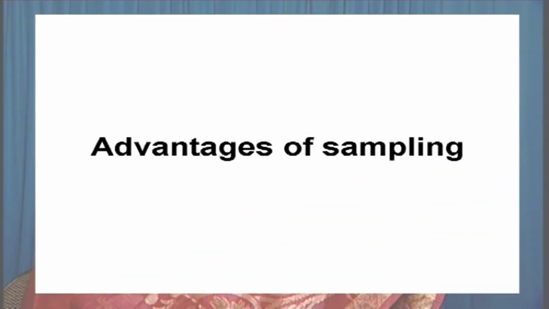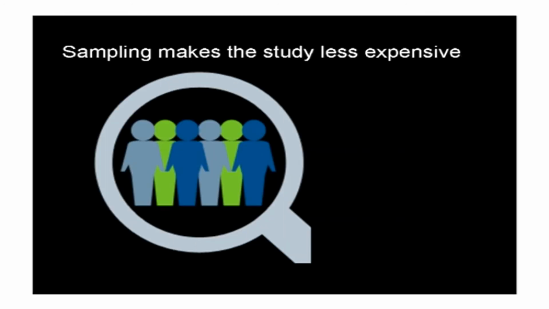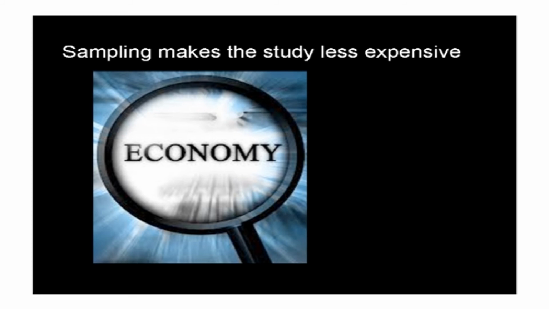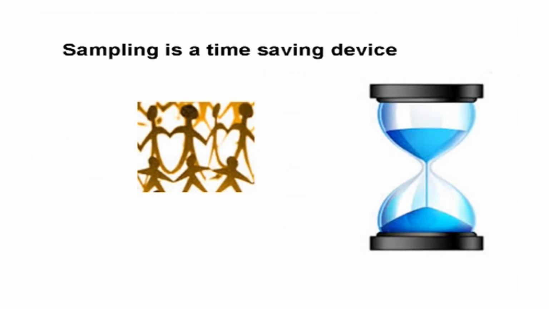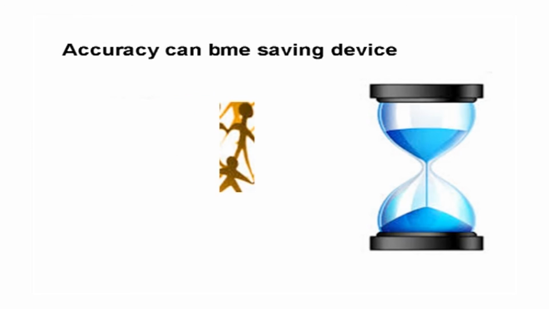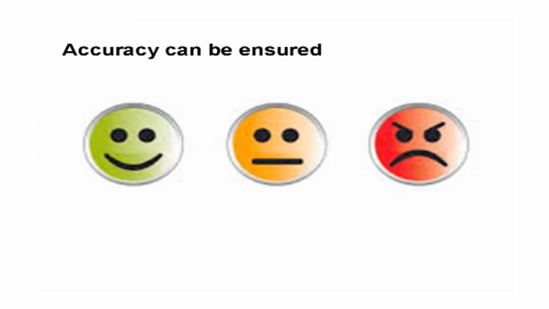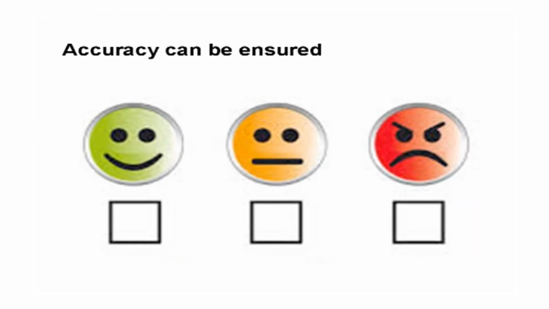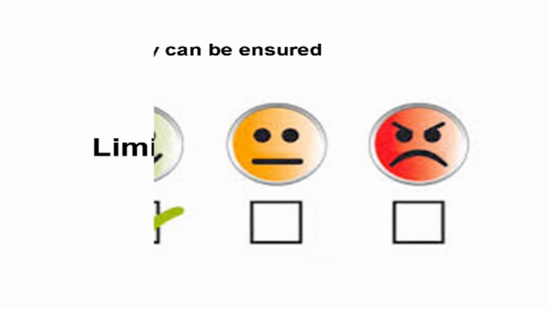Students, I have been explaining to you some aspects relating to sampling. Sampling is very important in social research because it has some advantages. What are the advantages of sampling? Sampling makes the study less expensive. Sampling is a time saving device. When a small size of the total population is studied, the accuracy can be ensured. These are the advantages of sampling.